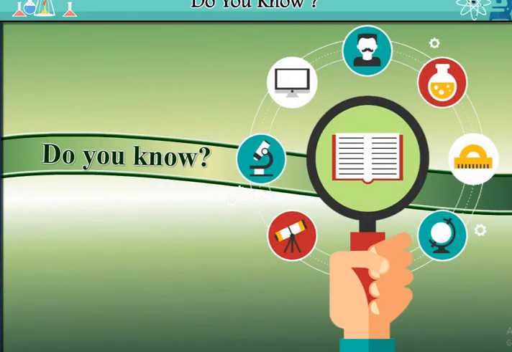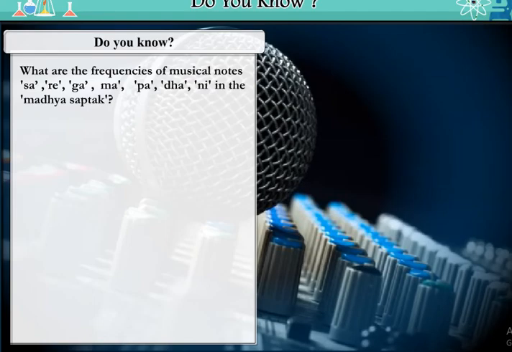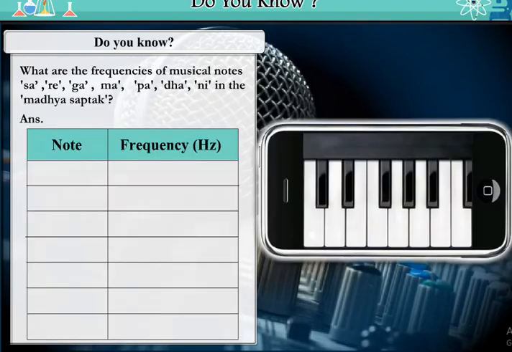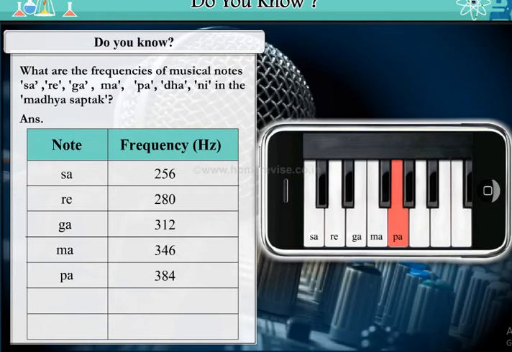Do you know what are the frequencies of the musical notes sa re ga ma pa dha ni in the Madhya Saptak? Notes: frequency in Hertz: sa 256, re 280, ga 312, ma 346, pa 384, dha 426, ni 480.